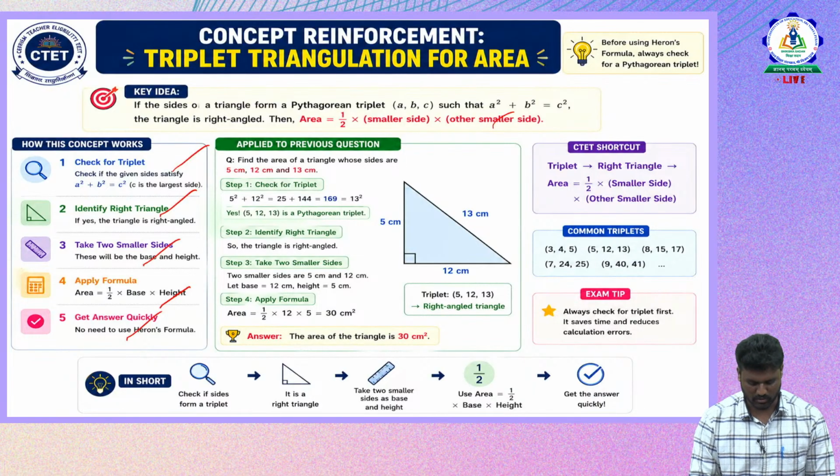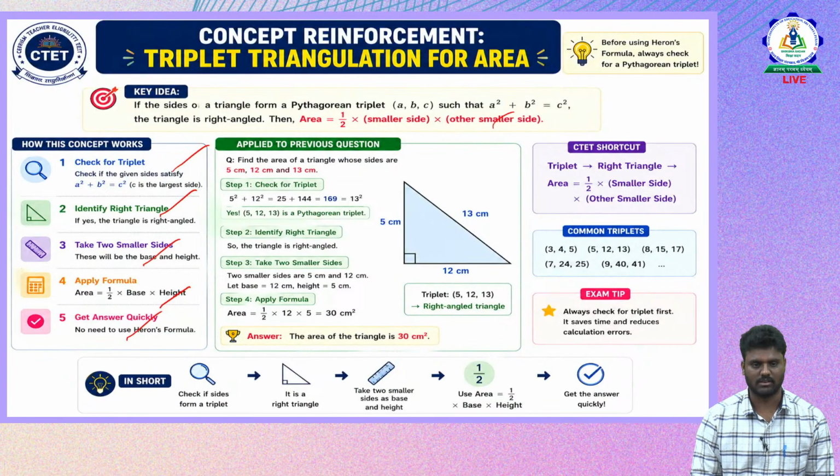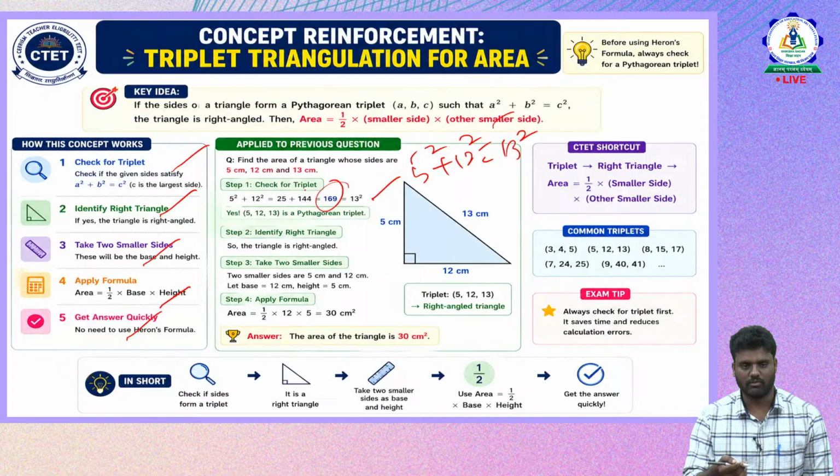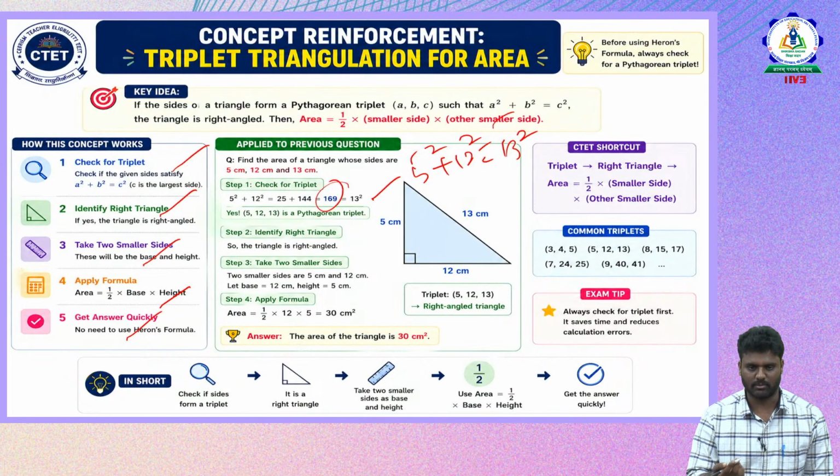Now for example, one more: find the area of the triangle whose sides are 5 centimeters, 12 centimeters and 13 centimeters. Now you check the given 5 centimeters, 12 centimeters and 13 centimeters. Again, these are the triplets of the Pythagoras theorem. We check that by doing the squares: 5 square plus 12 square, and 13 square, we got 169. So we are confirming that the given values are the Pythagoras triplet values. Then identify the right triangle here. So the triangle is a right angle triangle.